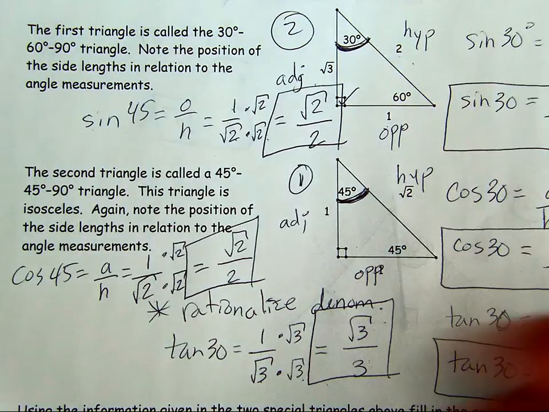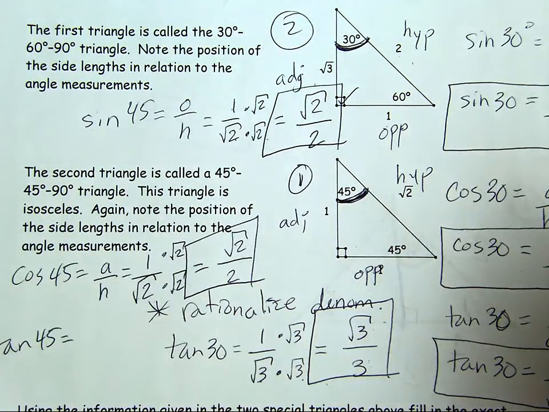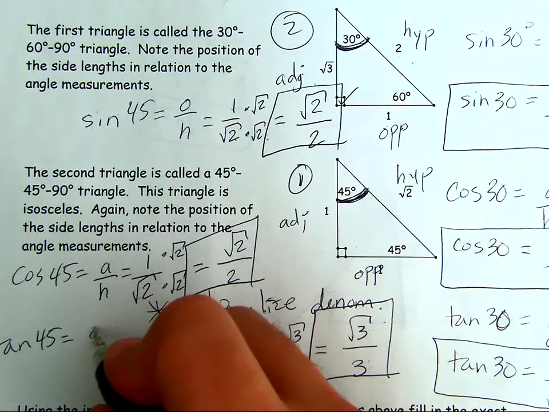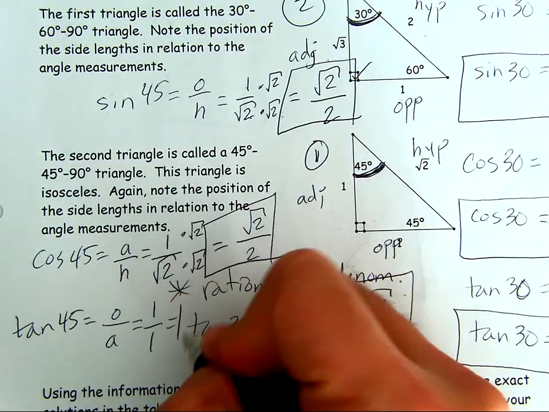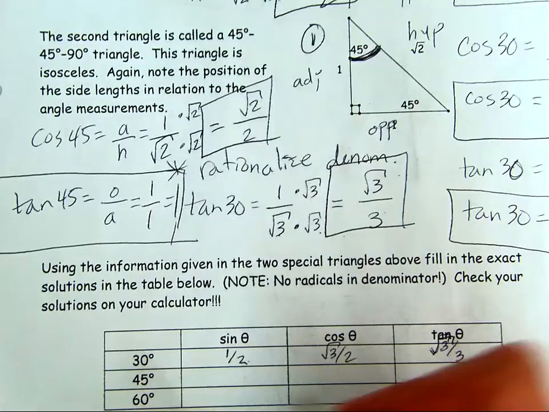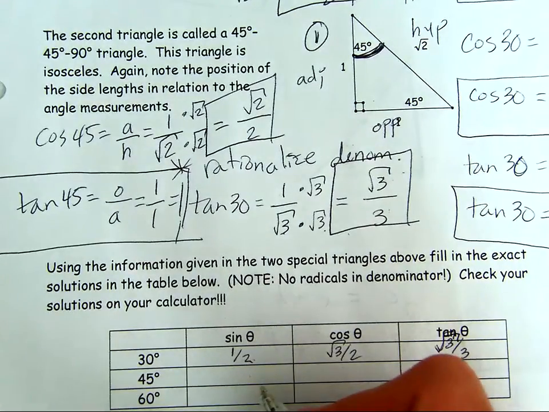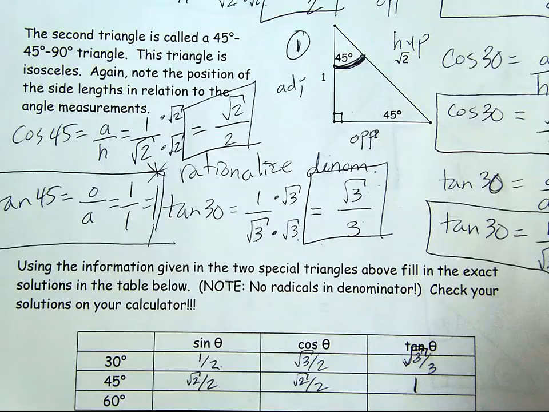And then tan of 45, we're going to get as opposite over adjacent, and opposite over adjacent is 1 over 1, which is just equal to 1. So if I did the tan of 45, it's going to give me 1. So I know the sine of 45 is root 2 over 2. I know the cos of 45 is root 2 over 2. And I know the tan of 45 is 1. And this is without a calculator. We're going to start doing these things without a calculator.